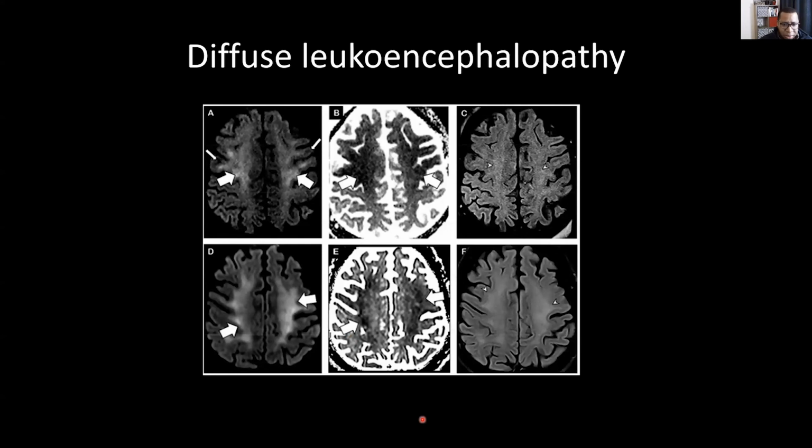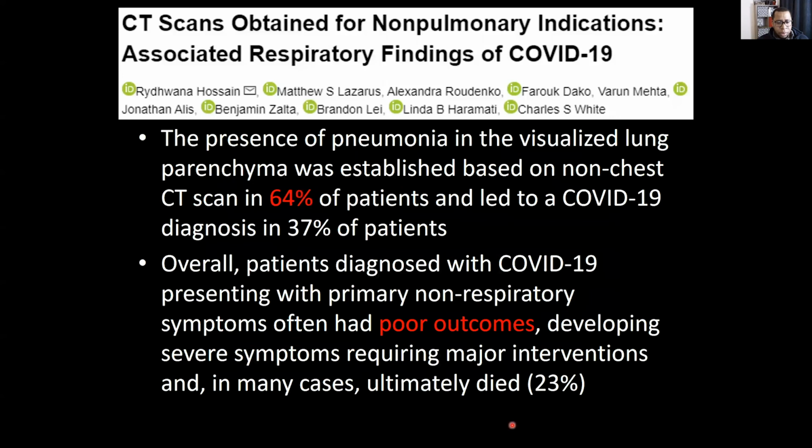Other findings that have been reported include diffuse leukoencephalopathy, right? So you have these areas of high intensity on T2 weighted images, right? FLAIR shows you involvement of the white matter.